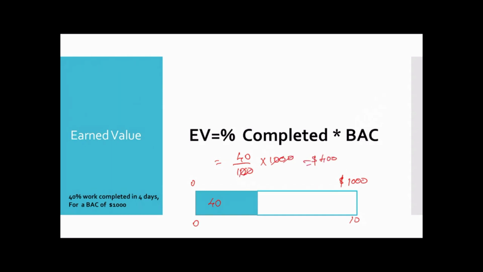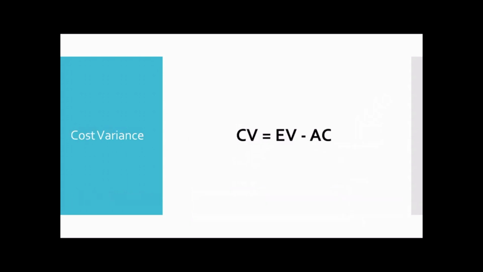$0. So that's your earned value over here, which is good. 40% of the work completed in 4 days is what we expect to do, so it will be 100% completed in 10 days. Okay, let's move ahead.